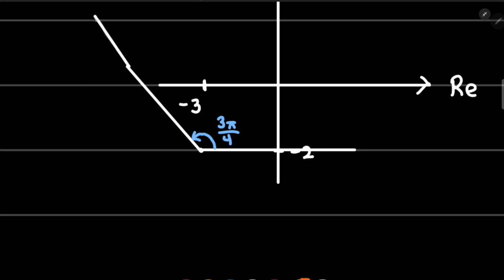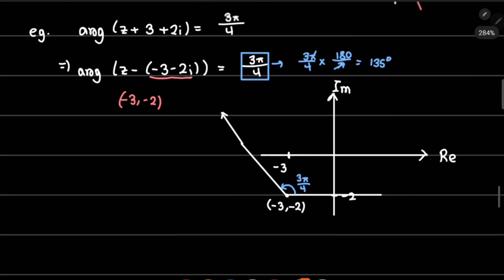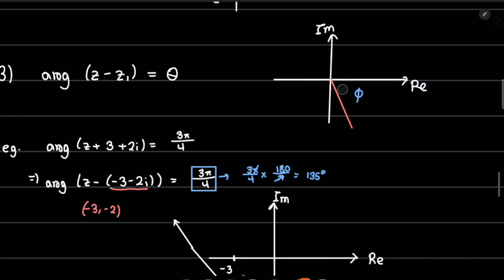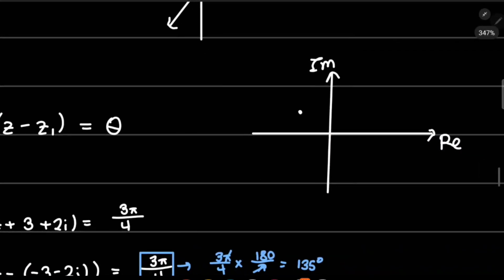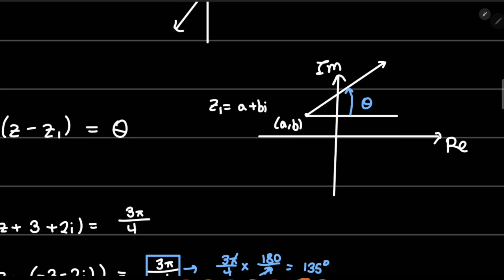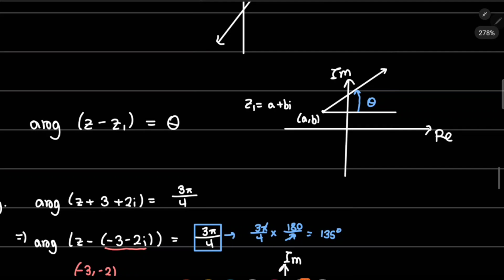So the line keeps on going from this point, which is -3 comma -2, at an angle of 3π/4. So in general, for a case like this, the Argand diagram will start from a comma b, and it will move at an angle of theta to the horizontal. So this is the diagram we have if z1 is a plus bi.